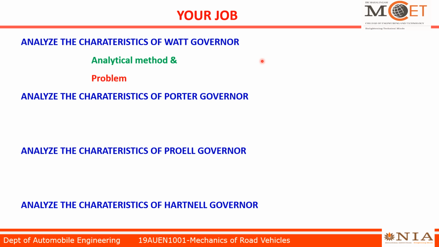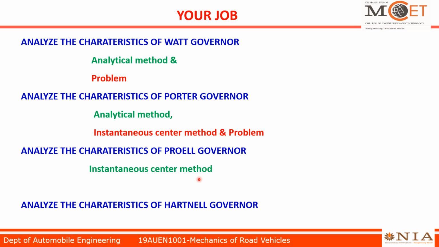Now you have to solve a problem on your own. I just marked it in red color. Analyzing the characteristics of Porter governor can be done in two approaches. One is analytical method, another one is instantaneous center method, and then we have to go for a problem. Analytical method is already completed. Now you have to do instantaneous center method and a problem on your own. In analyzing the characteristics of Proell governor, we have done instantaneous center method. Now you have to go for analytical method and a problem on your own.